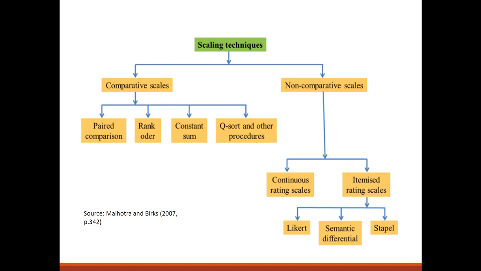Okay, scaling technique, I explained to you comparative and non-comparative. Under comparative, there are a few more. You can go for paired comparison, rank order, constant sum, or Q sort. Of course the most popular are paired comparison and rank order. Constant sum, sometimes you have probably seen. I will show later what it looks like. For non-comparative scale, you can go for continuous or itemized rating scales like Likert, semantic differential, and staple. The one that I showed you just now was Likert. I will show you what semantic differential is.